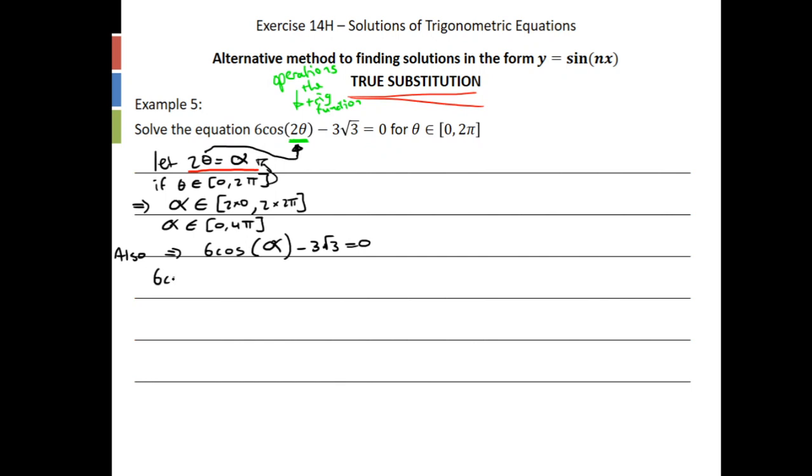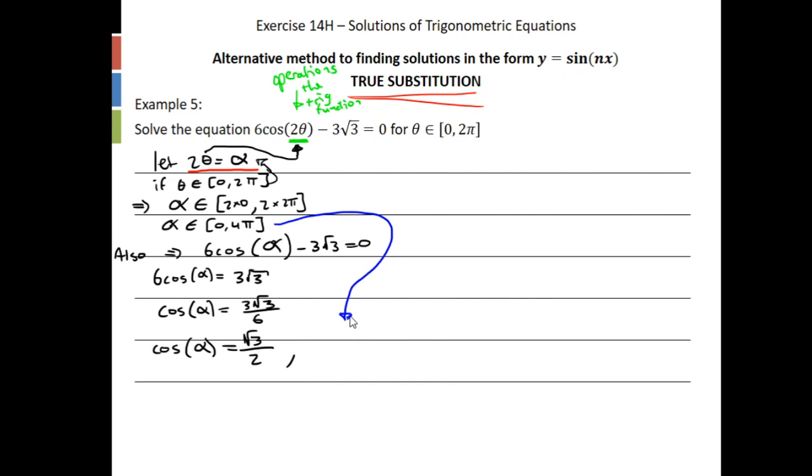And so we're just going to use normal algebra to solve or to simplify this. So we're going to have 6 cos alpha is equal to 3 root 3. And we have cos alpha is equal to 3 root 3 on 6. So we get cos of alpha is equal to root 3 on 2.